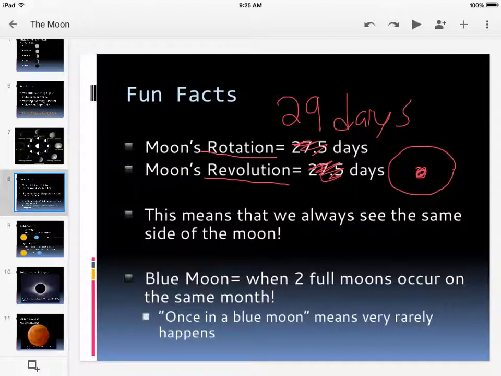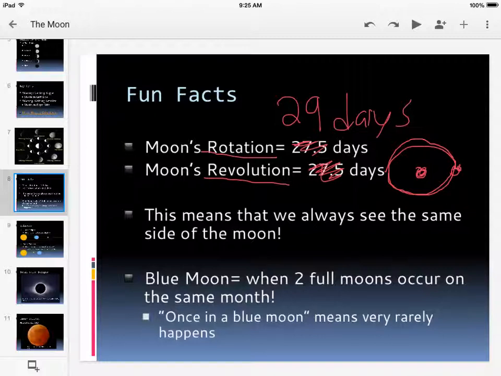around the Earth. Let's say we start with a new moon, it'd get bigger up until it goes to a full moon, and then it gets smaller. I'm waning, until it's back to a new moon again. That takes 29 days. And because it spins in the same amount of time, we always see the same side of the moon, which is kind of cool. We never see the back side of the moon.